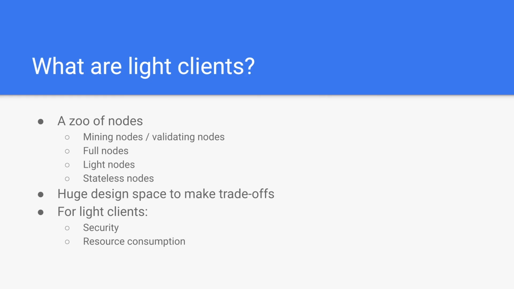And you may ask that last one because you come to the space and you hear all these things thrown at you suddenly. There's mining nodes or validating nodes, full nodes, light nodes, even things like stateless nodes. And it can be really confusing. The point is that we have this shared data with the blockchain, and it turns out there's a huge design space, all these trade-offs we can make in terms of how we access that data. And for light clients in particular, we can actually trade off security for the resource consumption of processing the chain.